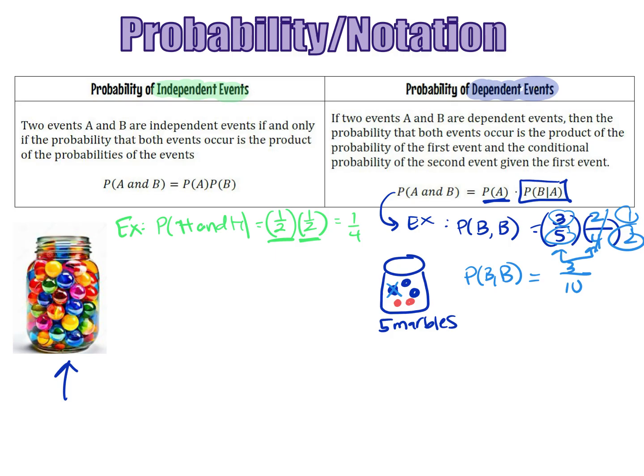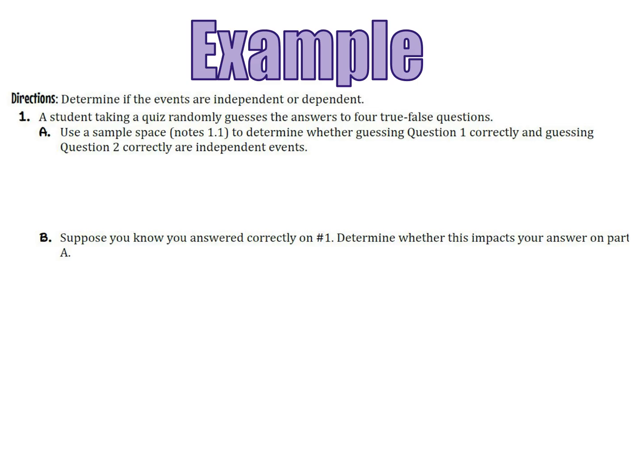The probability that we used to find the second blue is dependent on the fact that we know what happened to start with. So let's really dig into this more with a bunch of examples. So for our first example, we're going to look back at a problem that we looked at in 1.1, where a student was taking a true-false quiz and randomly guessing on the 4 questions.